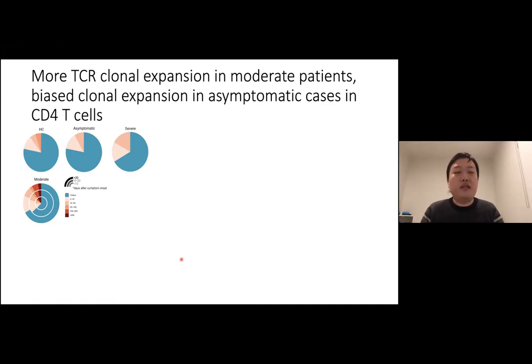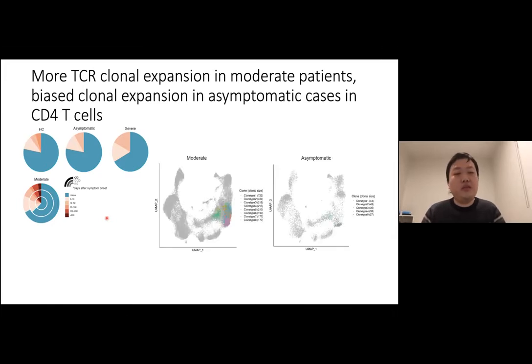However, we don't find a significant clonal expansion in asymptomatic patients and in severe patients, especially when you compare them to the moderate patient. You can see that from the pie chart here, where the color indicates the level of clonal expansion. We also look at the clonal expansion TCR profile in terms of cell types. On the right-hand side is the UMAP colored not by cell type, but by clone type, and this is how we select the top enriched clones for each condition. And of course, in the moderate patients, there's a lot more clonal expansion. You see larger clonal node size in the moderate patient.